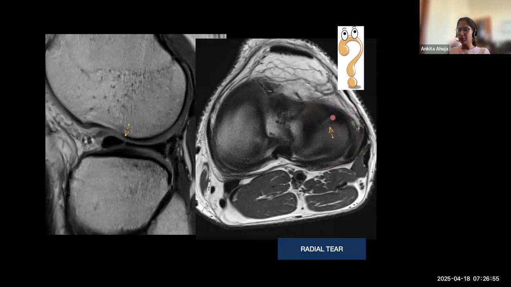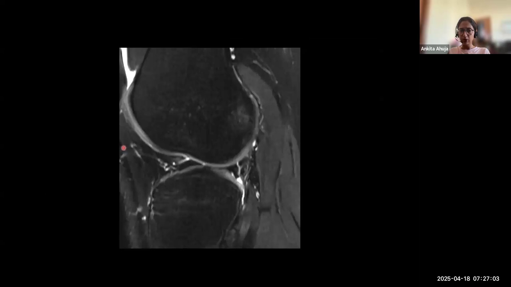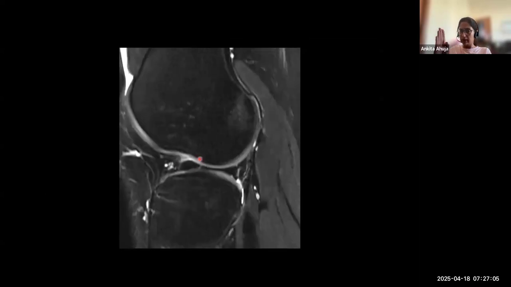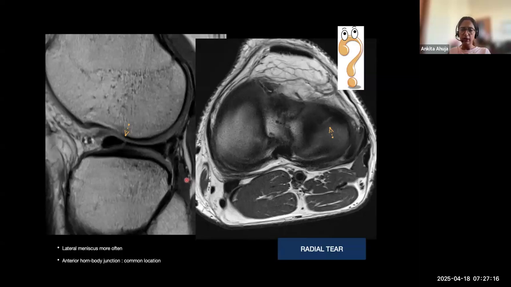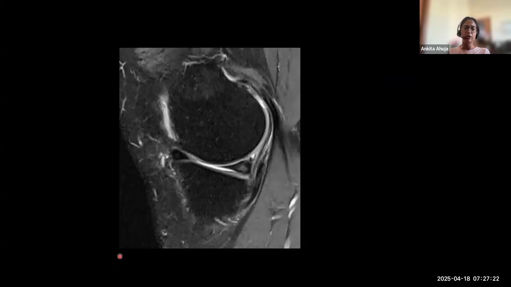Axials might be so helpful that you see the radial tear so well, but this is not the lucky situation all the time. So what you need to identify when you see on these images is that it is going in from inside to outside, right? It is not going along the meniscus, which is the key to the situation to understand. So this is your radial tear. It is most common at the anterior horn-body junction of the lateral meniscus.